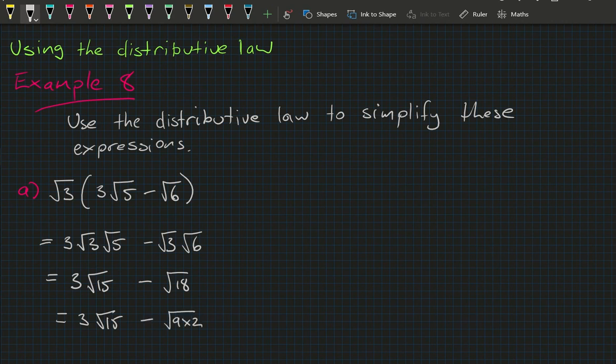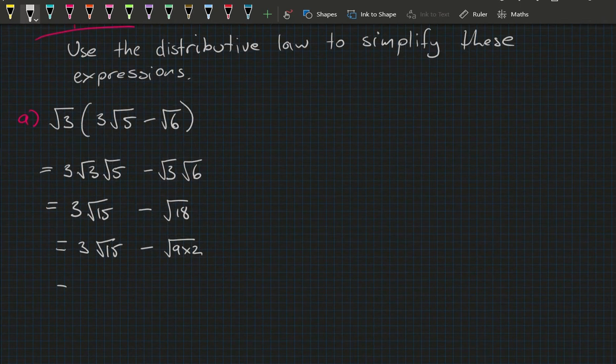And the square root of 9 is 3, so I'm going to skip to writing that as 3 times the square root of 15 minus 3 times the square root of 2. And that's as far as I can go with simplifying. The only other thing I might do is factor the 3 out, but who cares? Just leave it as 3 times the square root of 15 minus 3 times the square root of 2.